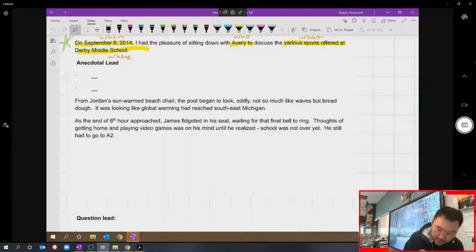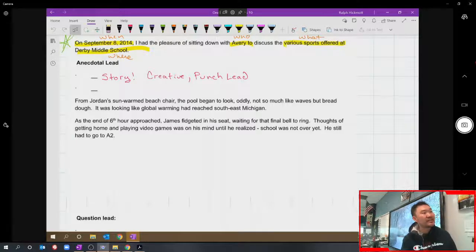So the anecdotal lead is not the easiest lead. It is one of the more advanced leads. Anecdotal means story, okay? It's a story lead. It's a creative, punchy lead. It's called a punch lead in journalistic terms. A punch lead basically means it's got to have some impact, just like a punch. Creative punch lead that tells a story.